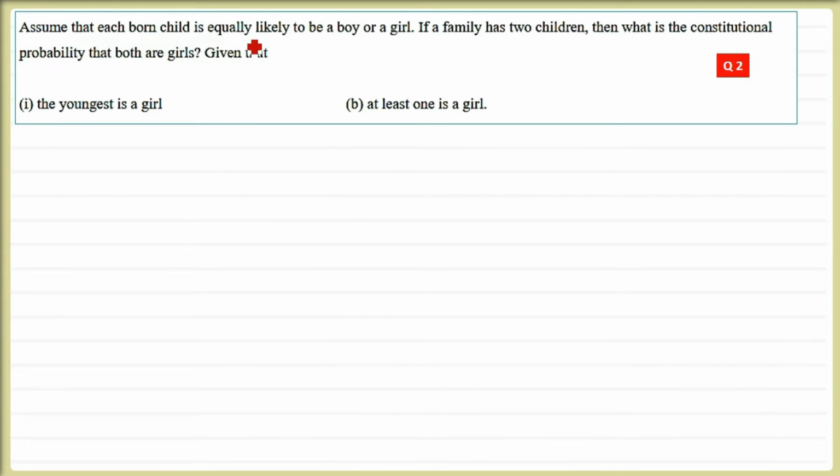Assume that each born child is equally likely to be a boy or a girl. So it can be a boy, it can be a girl, and the chances are equally likely, 50-50%. If the family has 2 children, there is a family, we have 2 children here. So the question being asked is, what is the conditional probability that both are girls, this is what we have to find out. But it is already given that the youngest kid is a girl, or at least one is a girl. So we have to have 3 different events.